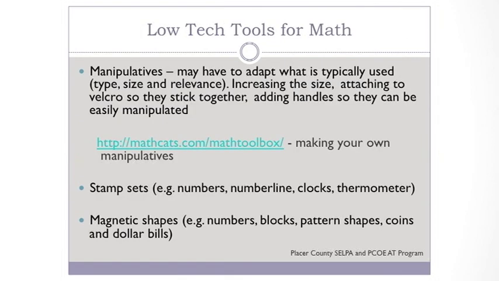And we're going to move on to math. Manipulatives, low tech. We may have to adapt what is typically used. Just adjusting the size, the type, attaching to Velcro, adding handles, that sort of thing. There's a great site called MathCats where you can learn all about making your own manipulatives. Stamp sets are great to use, magnetic shapes.